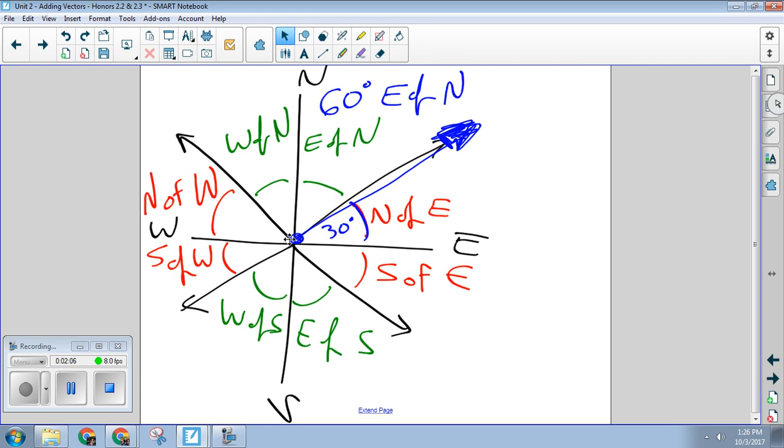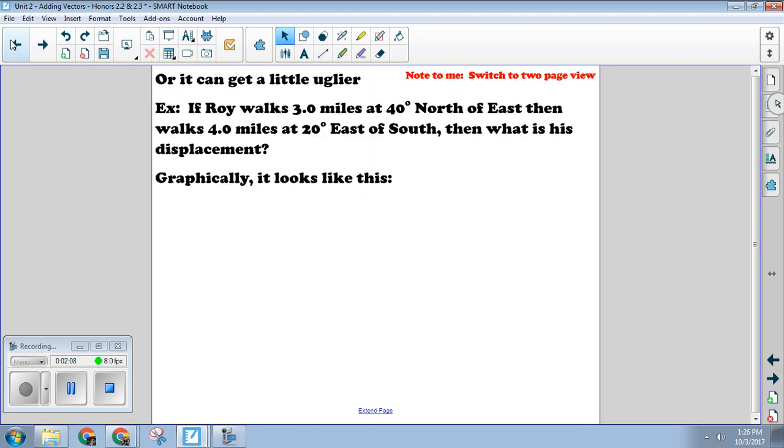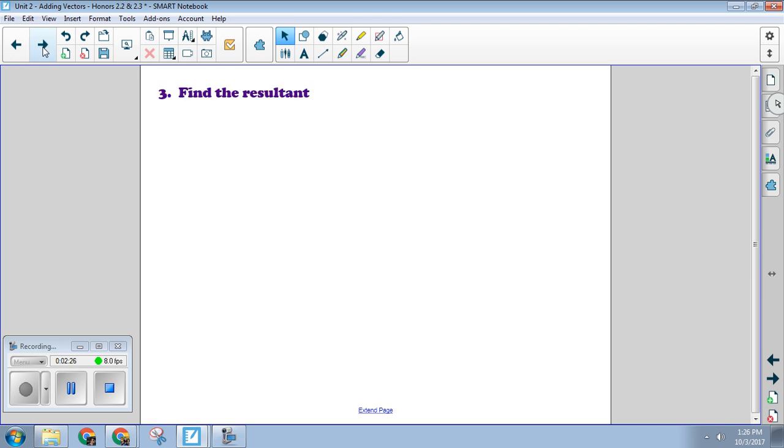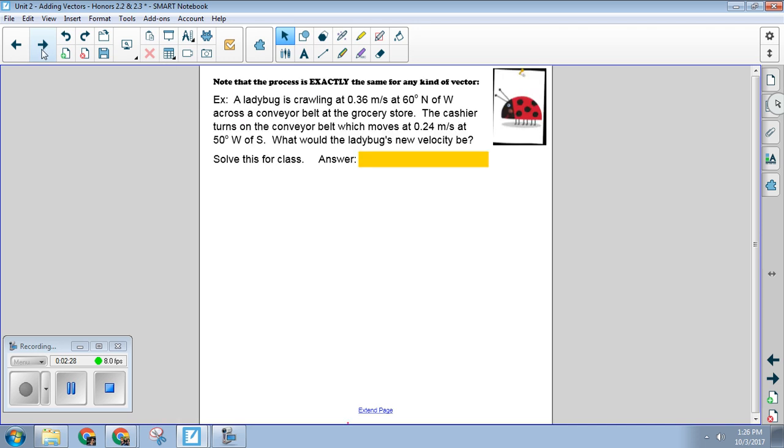So, in the video, I did this problem where Roy walked 3 miles this way, then 4 miles that way, and he had to find his overall displacement, right? Okay, and I showed you guys this method where you find your vector components, you make a chart, you find the result. 3 steps, right? And then I said, okay, now you try it. Here's this ladybug problem, right? So what I want you guys to understand is it's literally the exact same process. All right, the only difference is your units. We're no longer talking about miles, now we're talking about meters per second. But you solve the problem the same way.